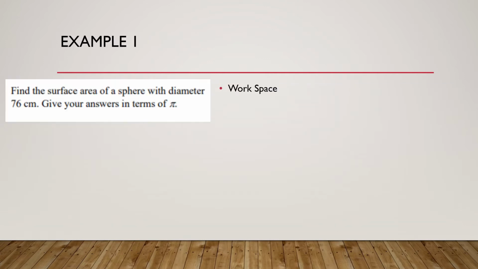So our first example, they want us to find the surface area when we have a diameter and give our answer in terms of pi. So we're doing surface area. We would write down the formula for surface area. So surface area is equal to 4 pi r squared. We would substitute in our values and keep it in terms of pi. So that'd be 4 pi.